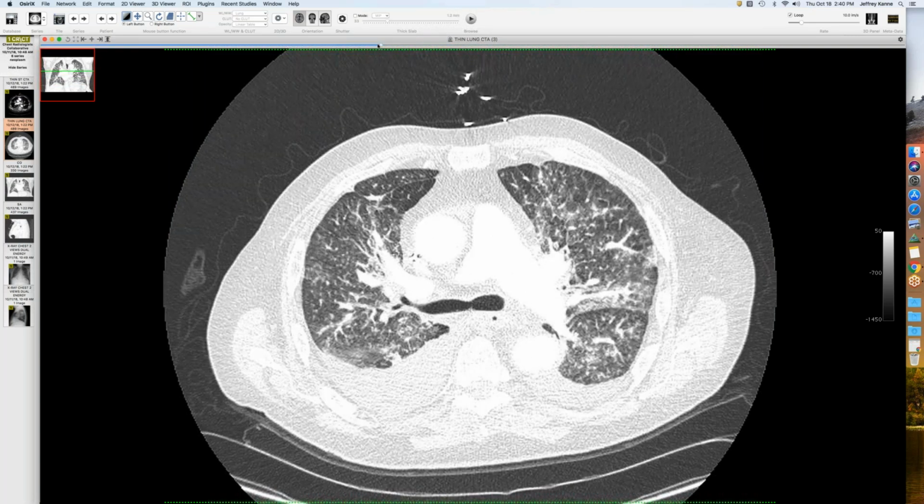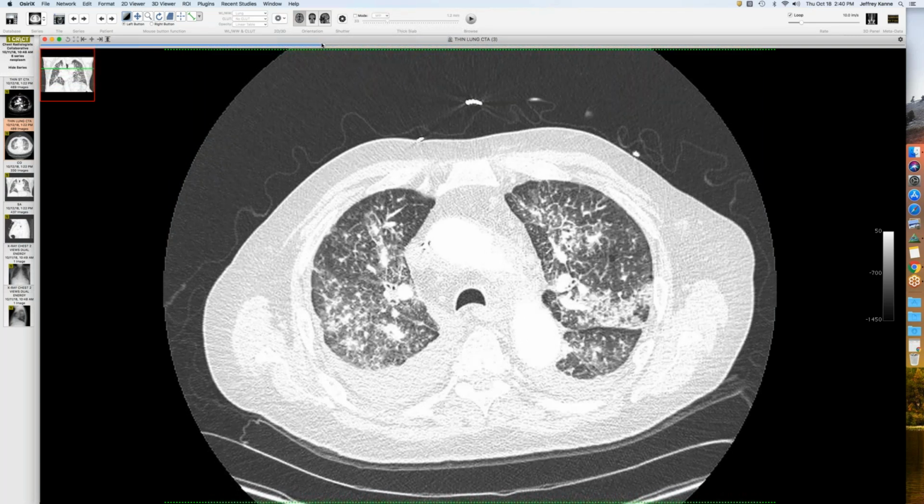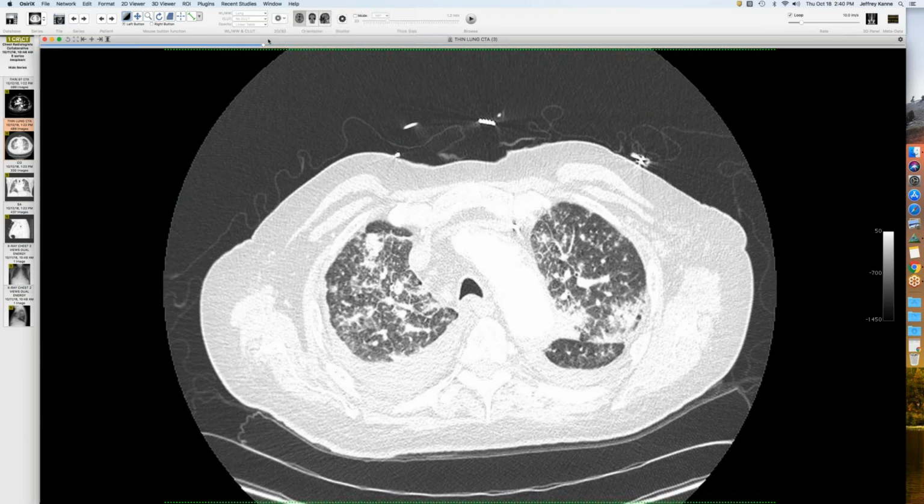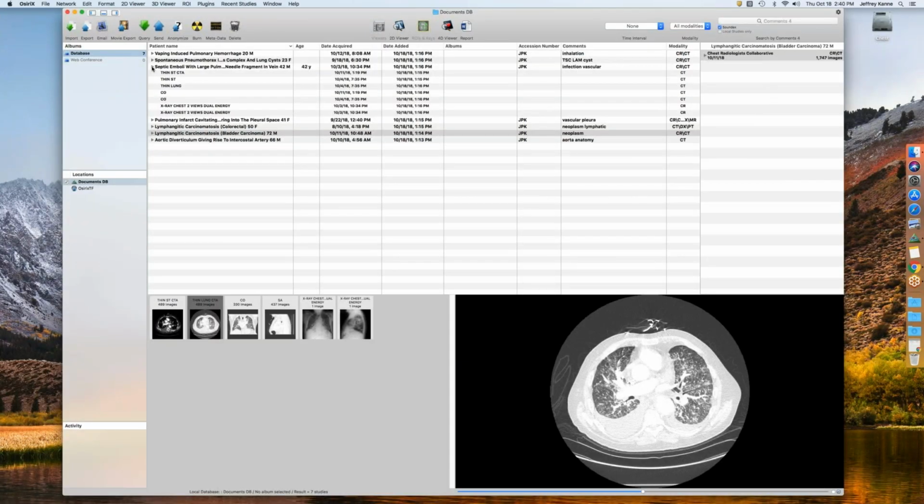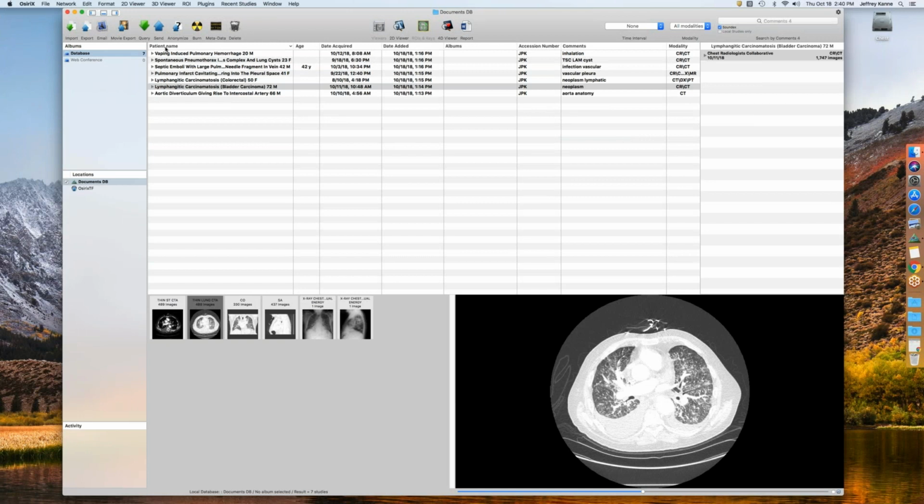They were asking, could this be anything else? And not really. This is a very nice look for a lymphangitic tumor. But I haven't seen it much with a transitional cell. Wow. Yeah, pretty bad. I think that's everything I have this week.